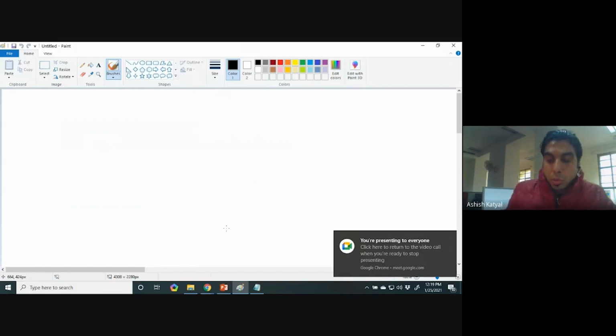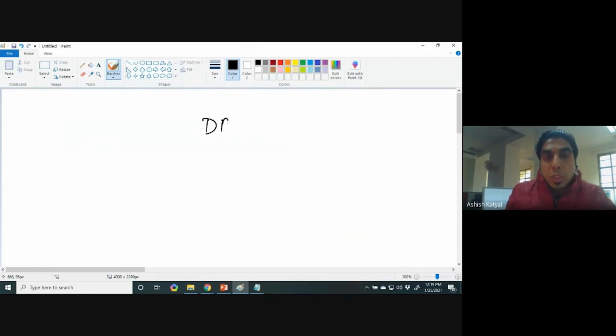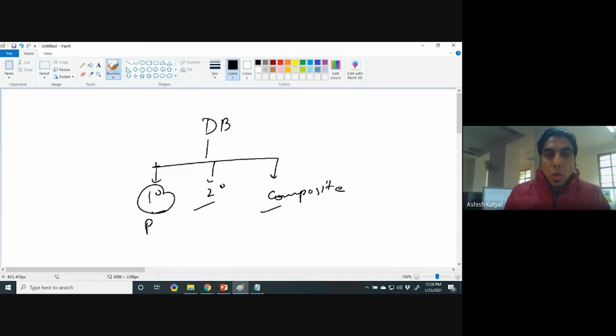So according to computer science, we can classify the database into three different types. First is known as primary database, second is known as secondary database, and third one is known as composite database. In case of the primary database, this is known as raw data. For example, it may be right or it may be wrong, relevant or irrelevant data. So it is nothing but the primary database.